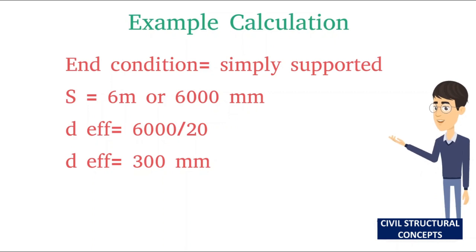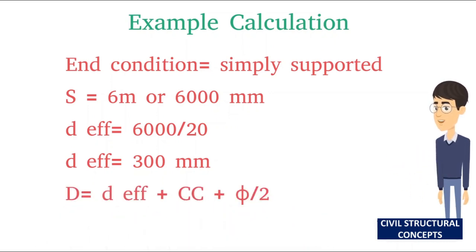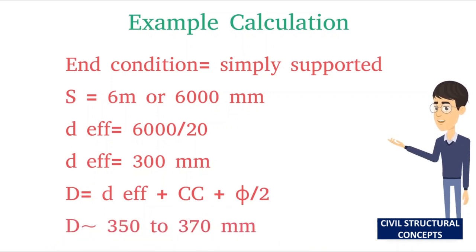Now remember, effective depth is not the total depth of the beam. To get the overall depth, we need to add clear cover and half the diameter of the main reinforcement. In practice, the overall depth is usually taken as effective depth plus 40 to 60 millimeters. So in this example, the overall depth will be approximately 350 to 370 millimeters.